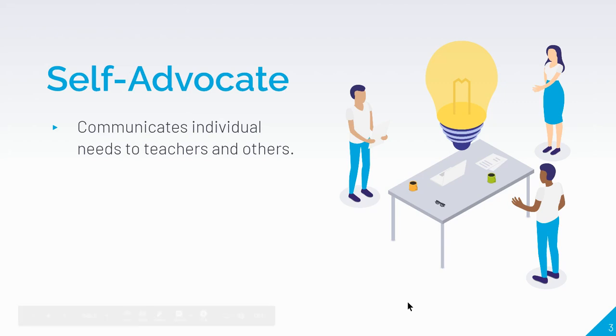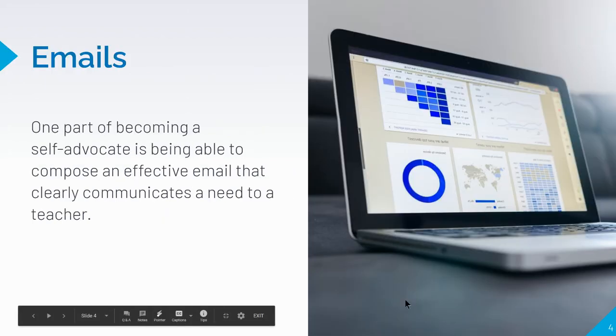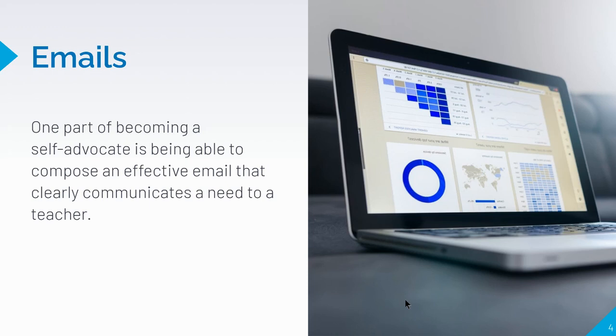This would include sitting in the front because you need to see the board. They ask specific questions when confused about assignments and seek help from others when needed. This could be from a teacher, from a friend, or even a principal. One part of becoming a self-advocate is being able to compose an effective email that clearly communicates a need to a teacher.